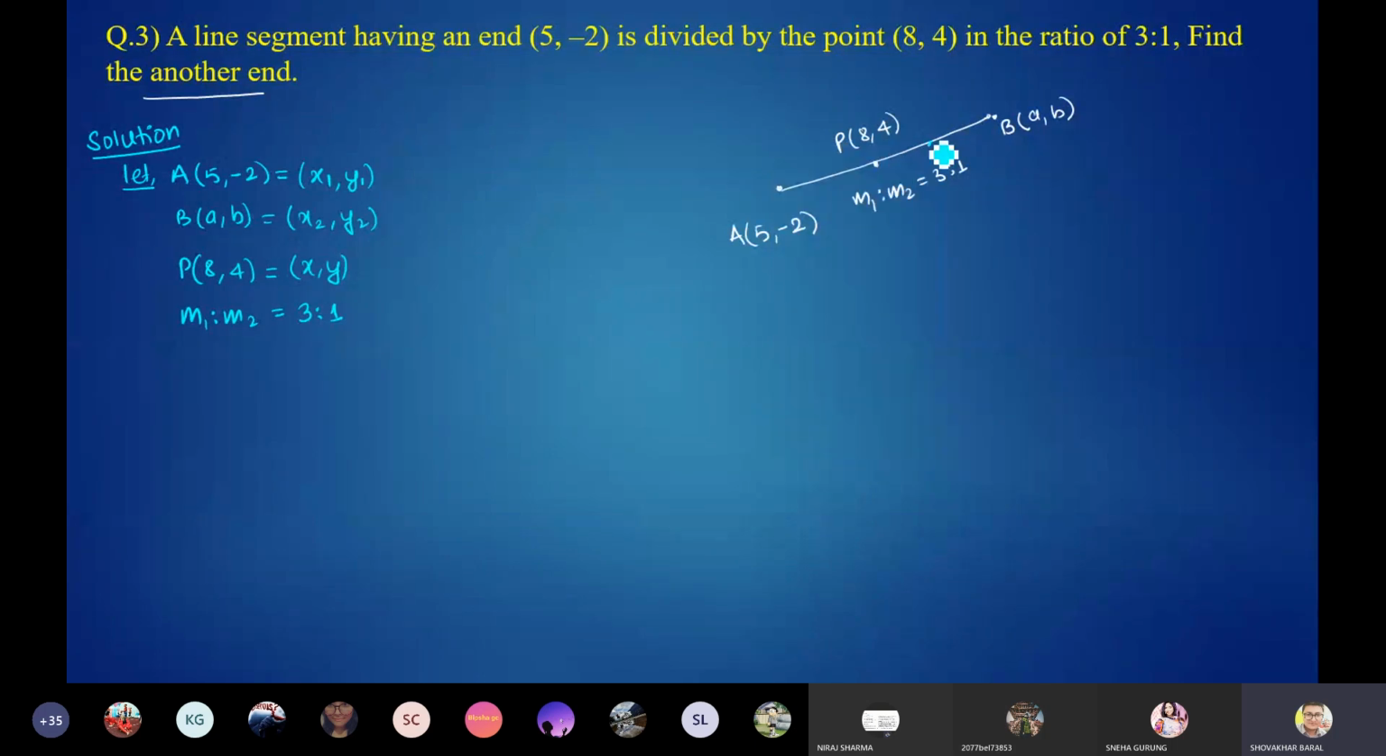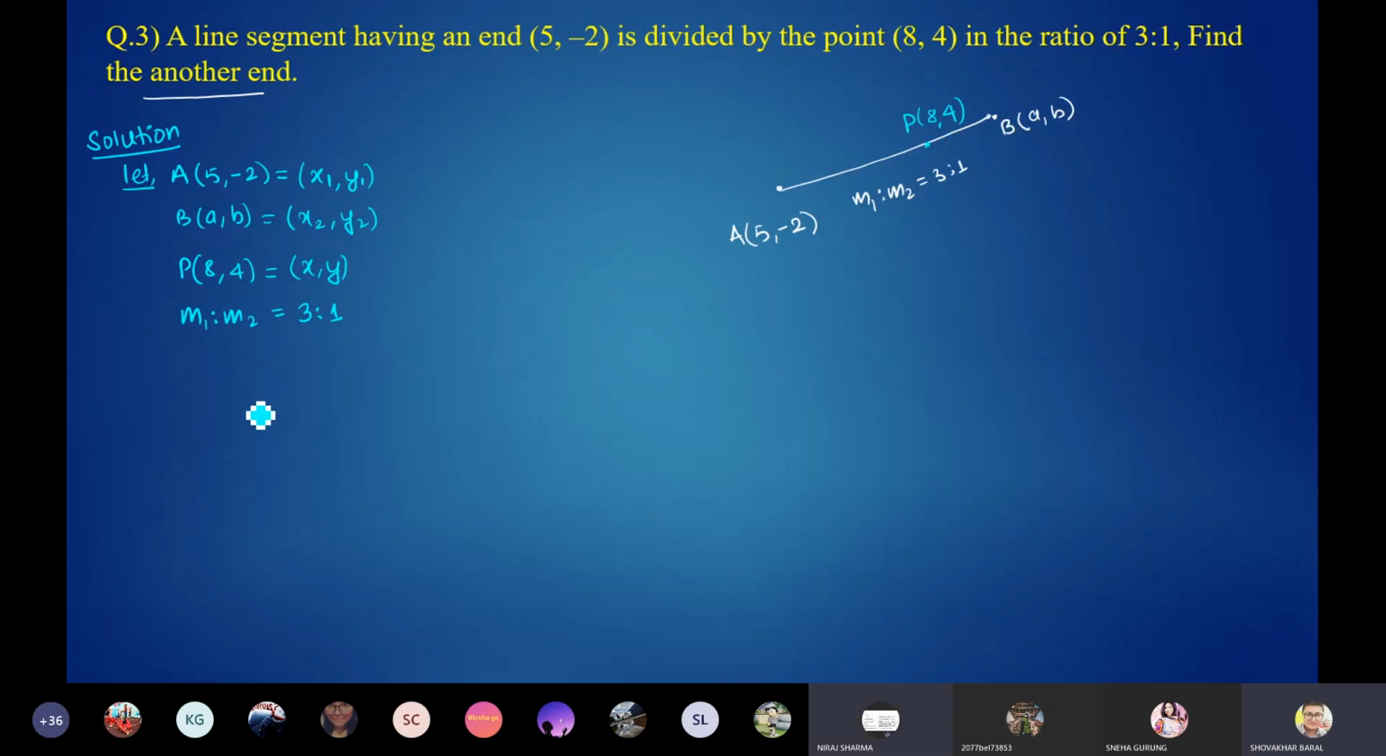3:1 भने चाहिँ यसलाई अलि यता सार्दा हुन्छ है त. It must be greater. This point must be greater here. The distance between P to A must be greater. So यसलाई चाहिँ अलि पर बनाइदियो है त. P is 8 comma 4. Please correct it. यहाँदेखि यहाँसम्मको एदेखि पीसम्मको डिस्टेन्स 3, यतापट्टि चाहिँ 1 बनाएको.